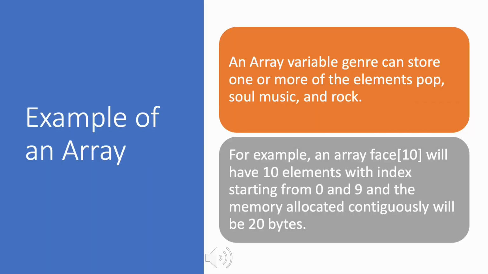Example of an array. An array variable genre can store one or more of the elements pop, soul, music, and rock. For example, an array of size 10 will have 10 elements with index starting from 0 to 9, and the memory allocated contiguously will be 20 bytes.